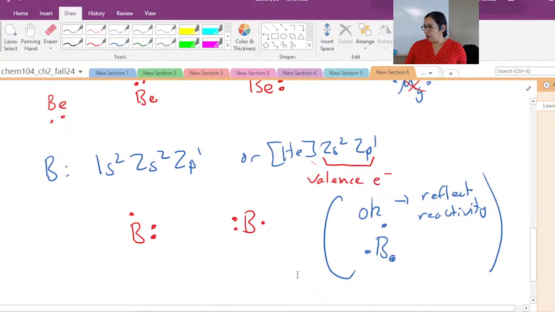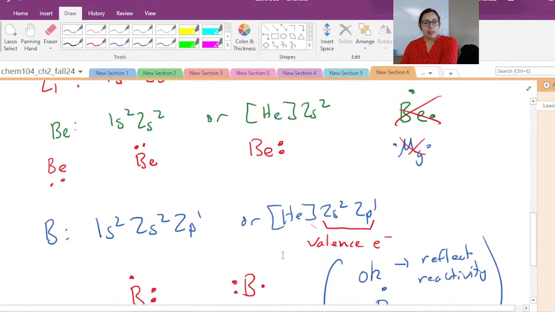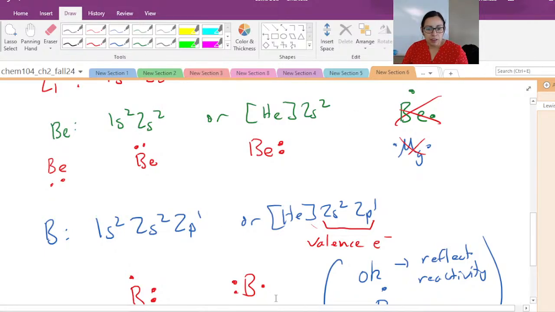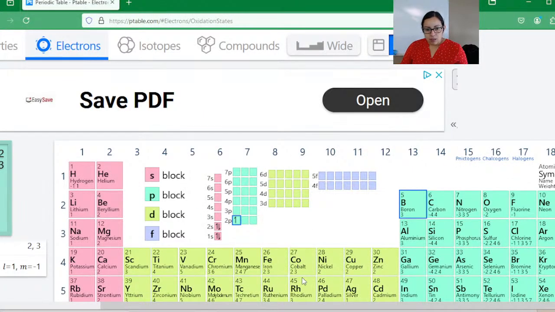So does that kind of make sense? All we're getting towards is that our Lewis dot structure should reflect reactivity. So going back to beryllium, that's why it's 2 dots on one side, because it's always losing those 2 electrons. It's always going to be in that 2+ oxidation state. So then just continuing to march along.